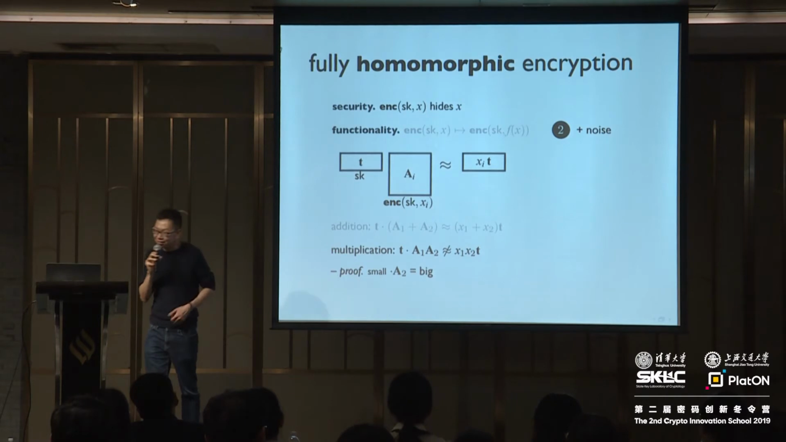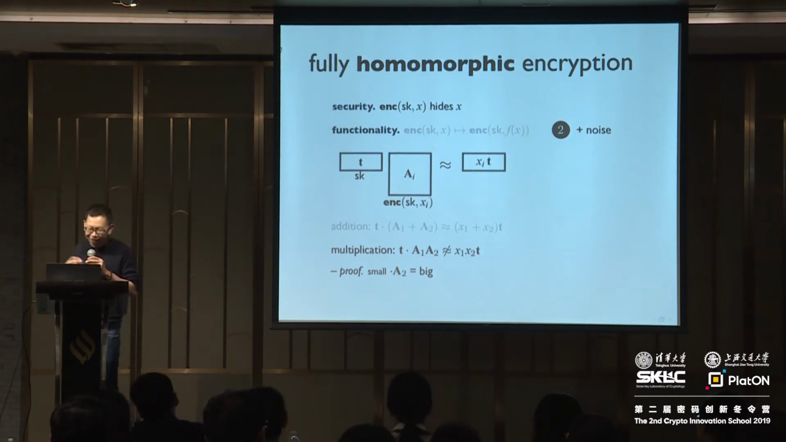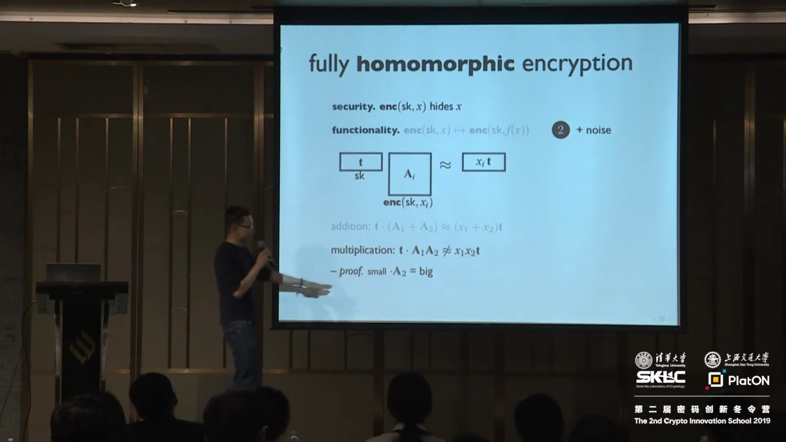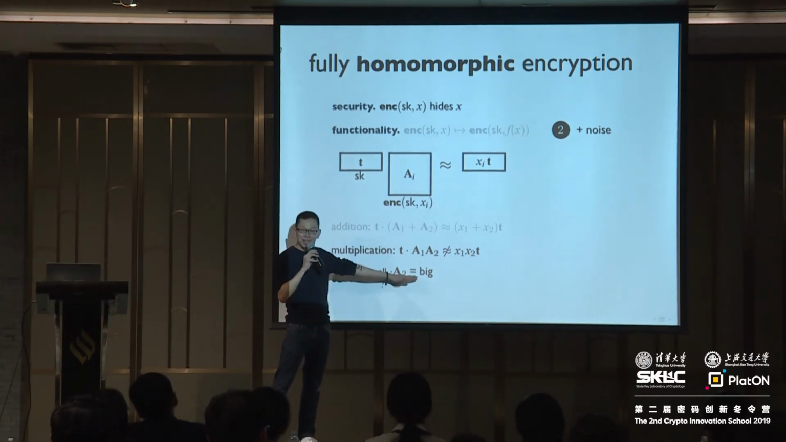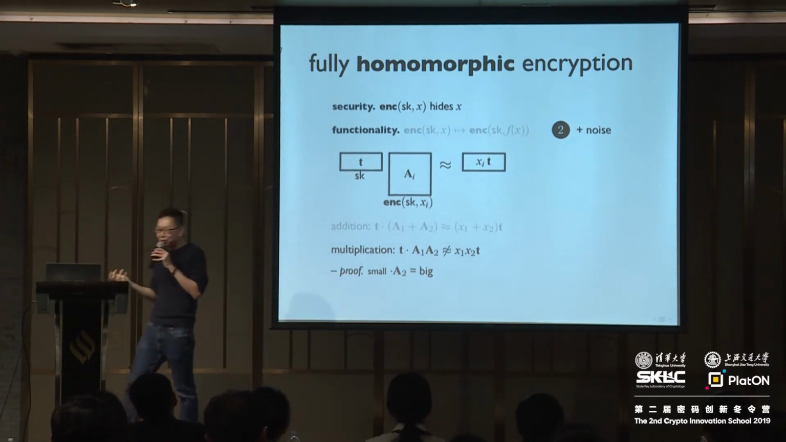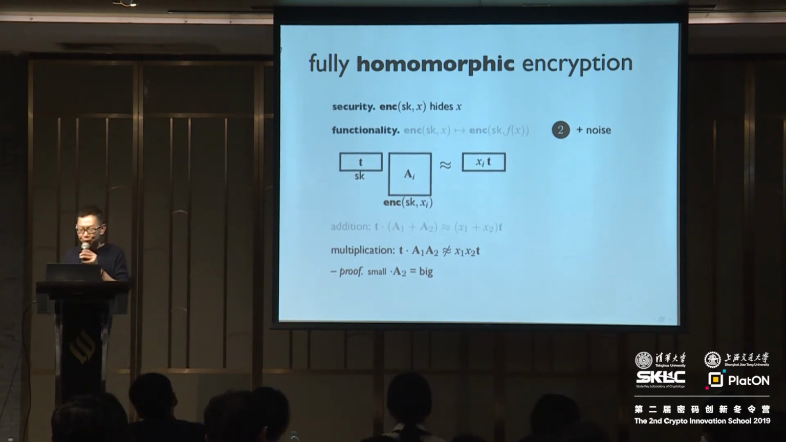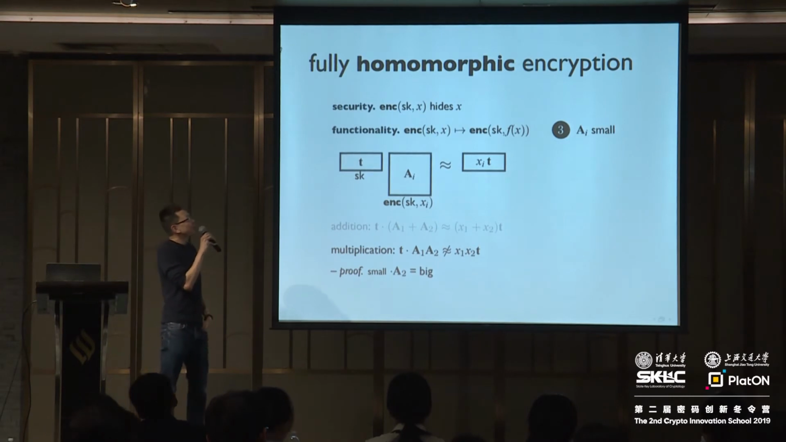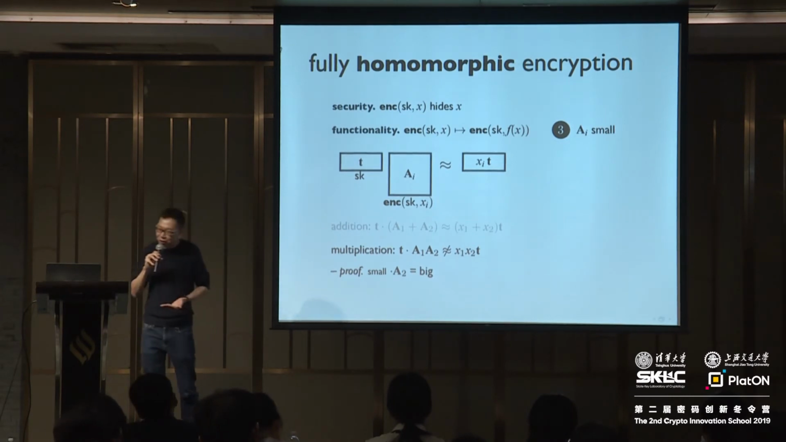So you lose correctness, and here comes the third idea. The main problem with correctness is that small times random is big, so we're going to solve this problem essentially by making A2 small. So now what is our encryption scheme?